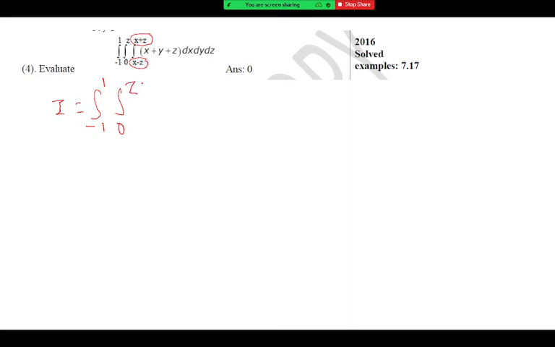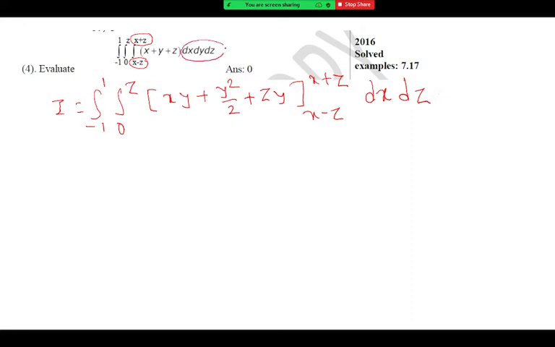So the integration is from minus 1 to 1, 0 to z, and I'm integrating here only with respect to y. The integral of x is xy, then y square by 2, and zy, with limits x minus z to x plus z. Then you'll observe 0 to z is the limit, dx dz. We integrated with y. Remember, this order is not correctly given, so we converted it to dy dx dz. Limits are in x and z, so y should be first.